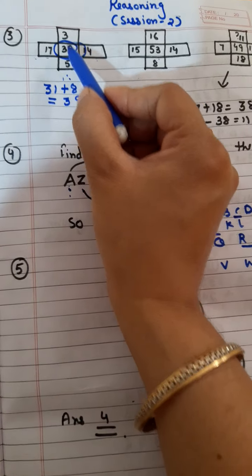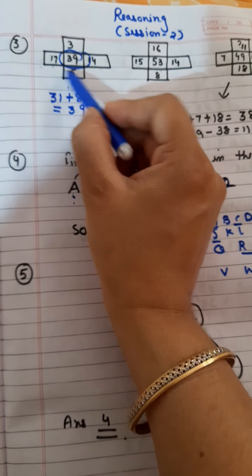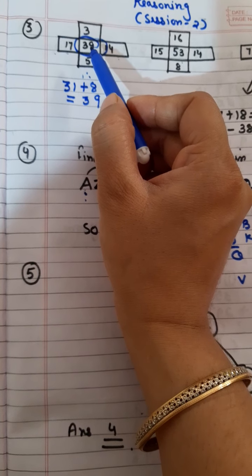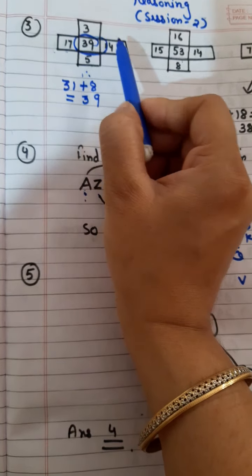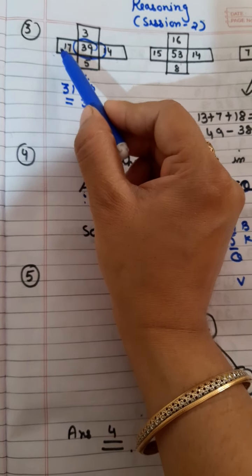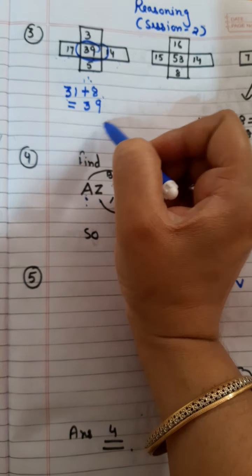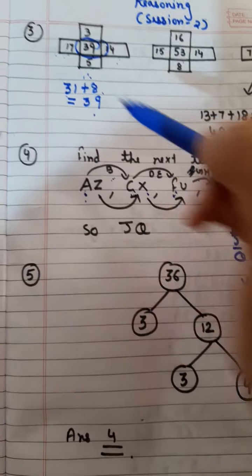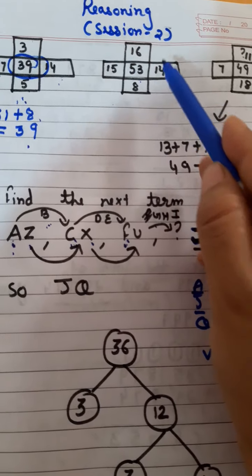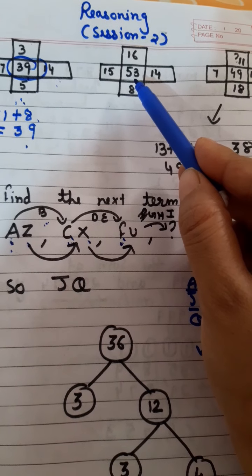If you see the first pattern, it is given 17, 3, 14 and 5, and a middle number is given here, 39. If I am observing this pattern carefully, I will be able to see that by adding all these four numbers, I will be getting my middle number. 17 plus 14 is what? 31, and 3 plus 5 is what? 8. If I add all the four numbers, I am getting here 39. Same will be applied for the second pattern also. Here I am adding all the four numbers, and here I am getting what? I am getting here 53.